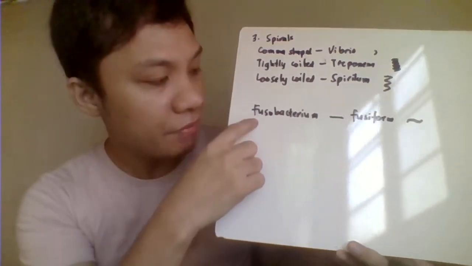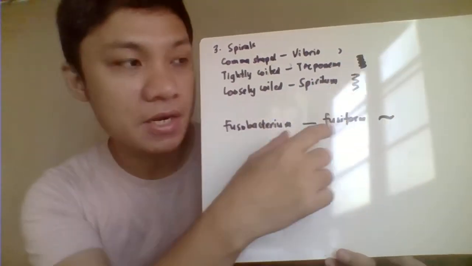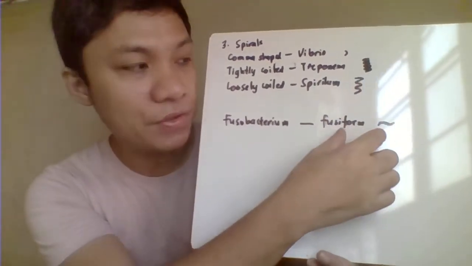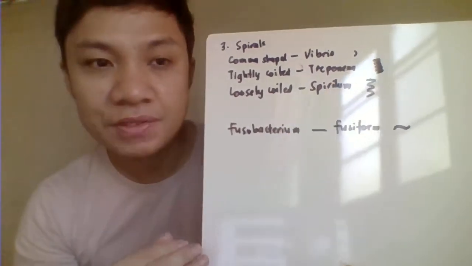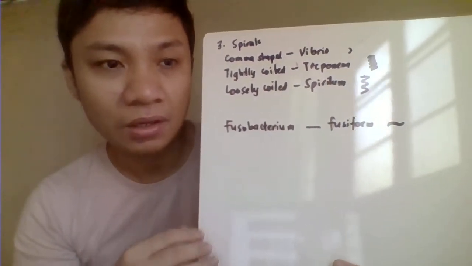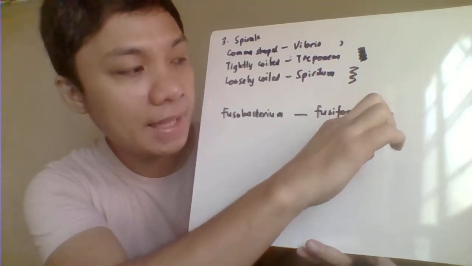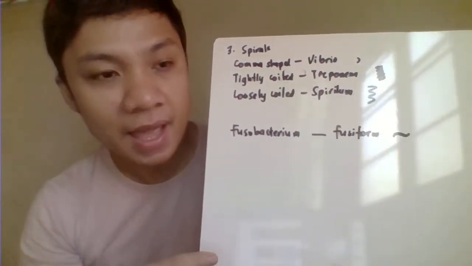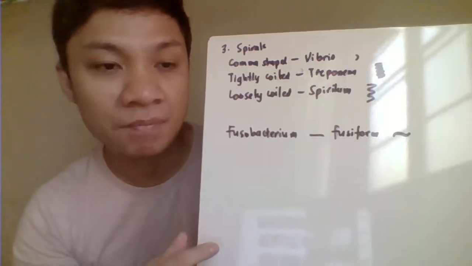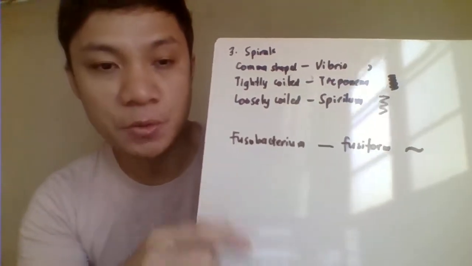On the other hand, we also have the bacterium Fusobacterium. It would have the fusiform shape. Fusiform means one end would have a pointed end. So a pointed end, you always see fusiform in the case of Fusobacterium.